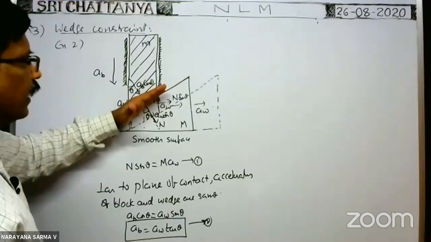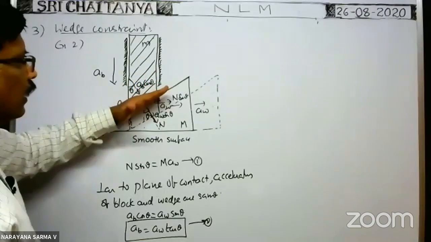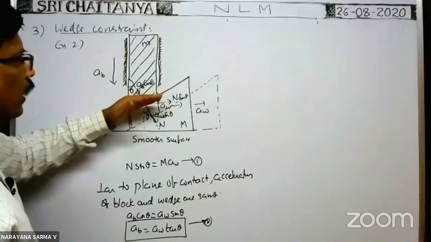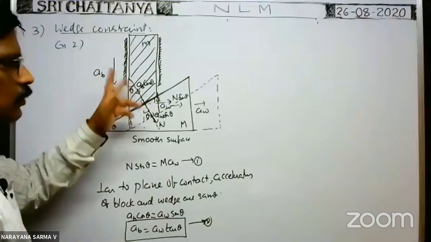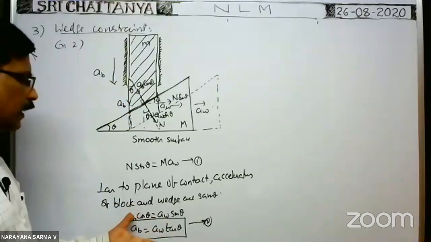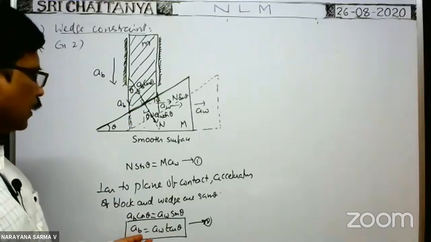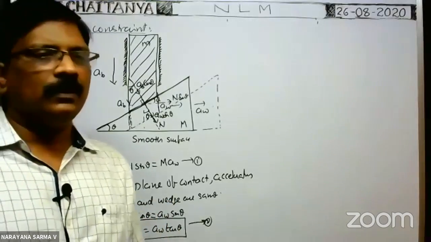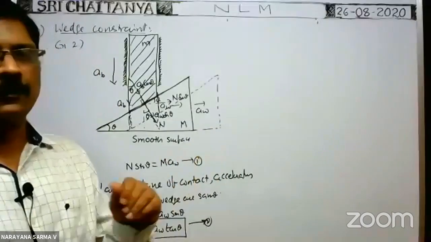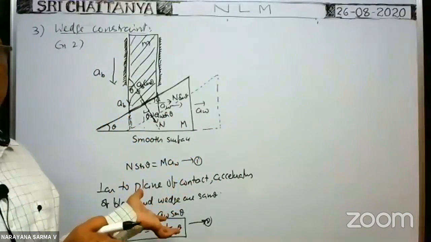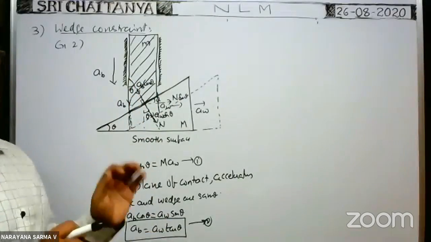Since the two bodies are always in contact at the plane of contact, perpendicular to the plane of contact both must have the same acceleration, otherwise there is no contact. That's why AB cos theta is equal to AW sin theta. So from that, AB is equal to AW into sin theta by cos theta, that means tan theta, no? It is the wedge constraint in this case. Depending on the position of the blocks, the wedge constraint relations will change. For this case, this is the wedge constraint.